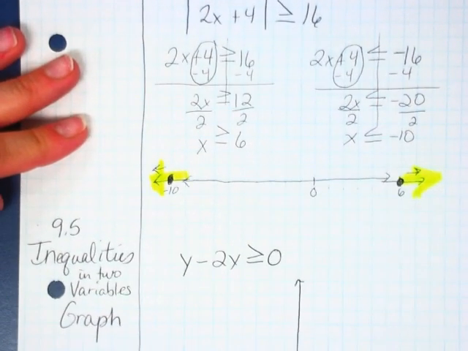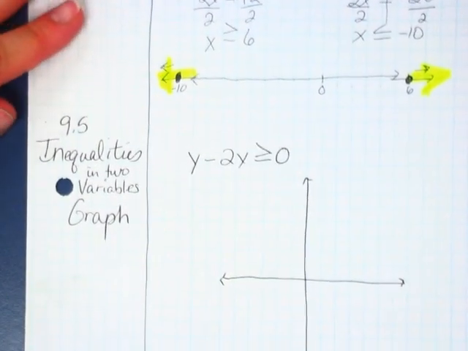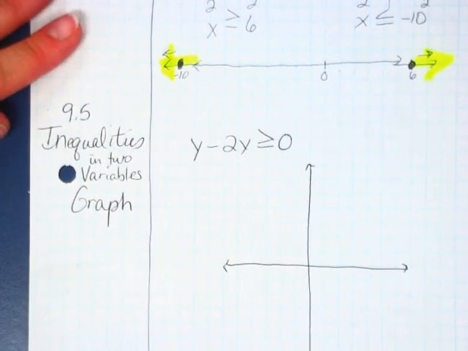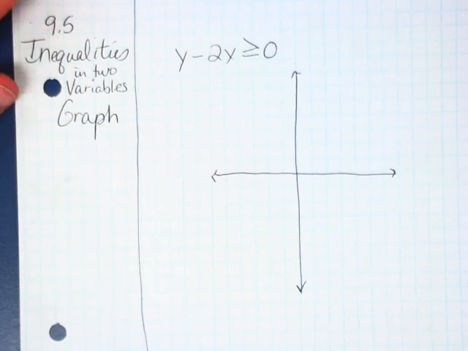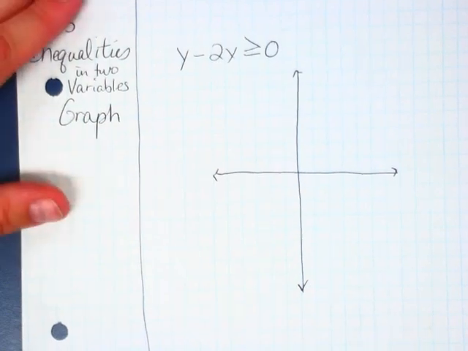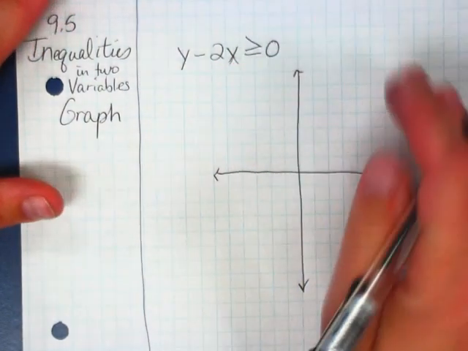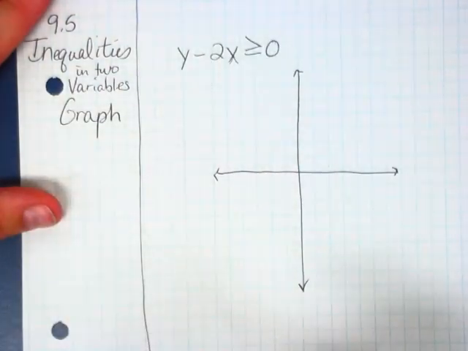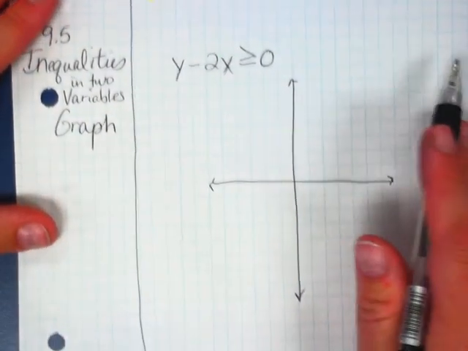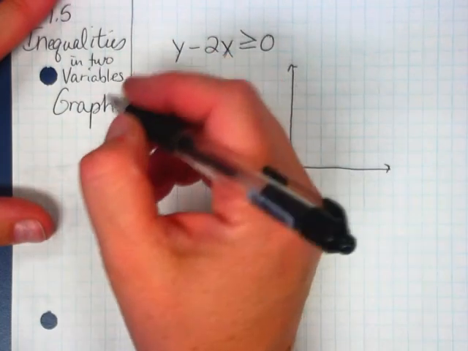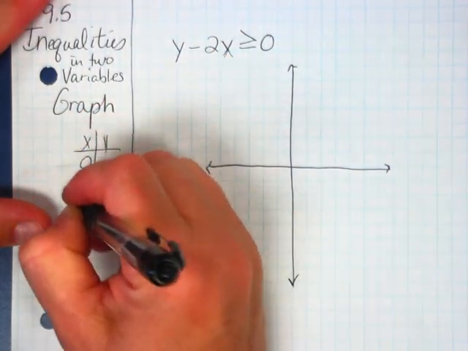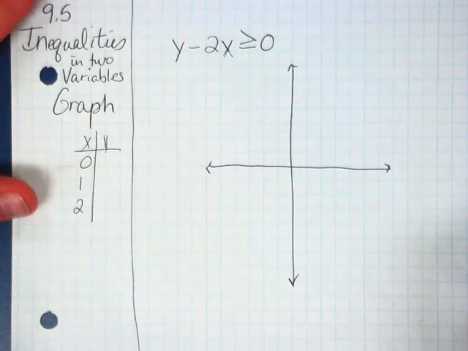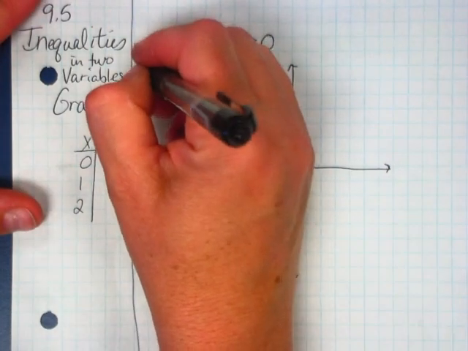All right, so now we're looking at 9.5, inequalities in 2 variables, and we're going to be graphing. When you have 2 variables, you're looking at graphing it on the plane and not on a number line. So let's go ahead and do that. When we're graphing, we're going to pick 3 numbers for x, plug them in and see what happens. So first, we're going to treat it like an equal sign.